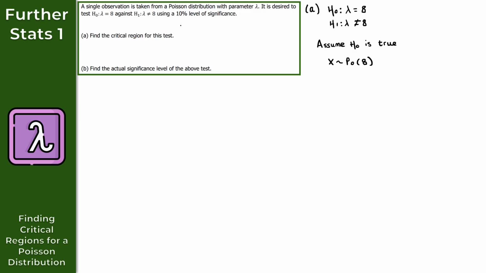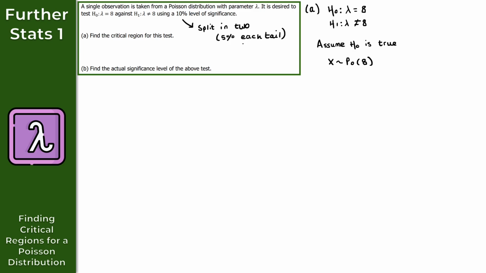Like we said, we have a 10% level of significance. Now, for this hypothesis test, we have a two-tailed test. So we need to halve the level of significance, because we have two tails for our distribution. So 10% split into 2 would give us 5% in each tail.